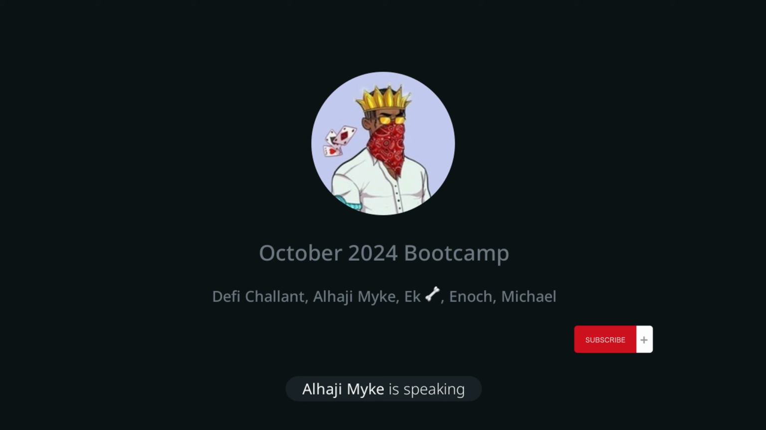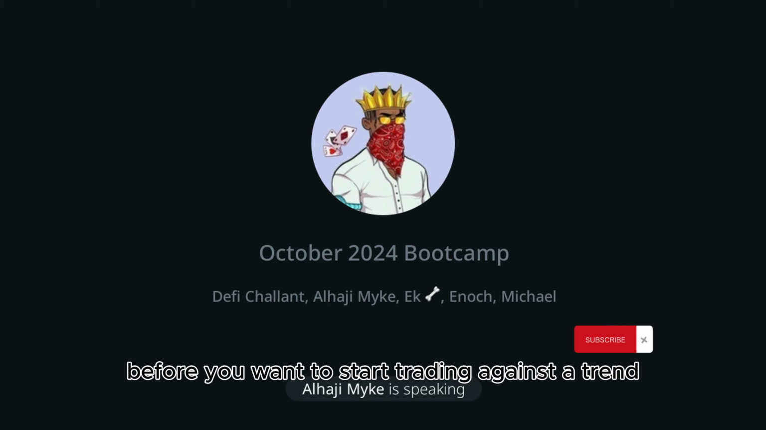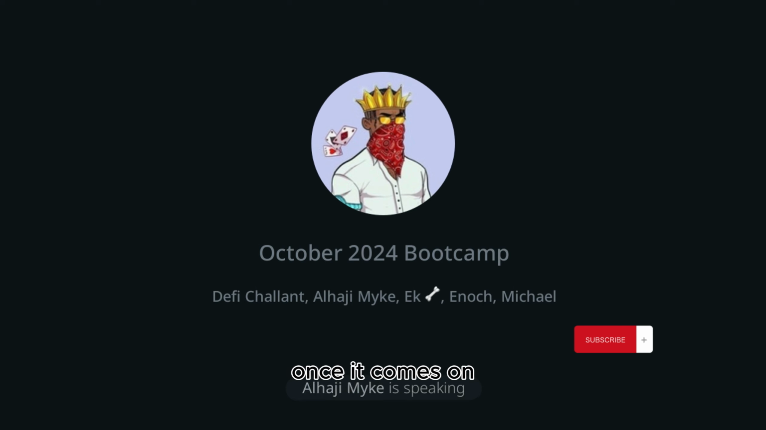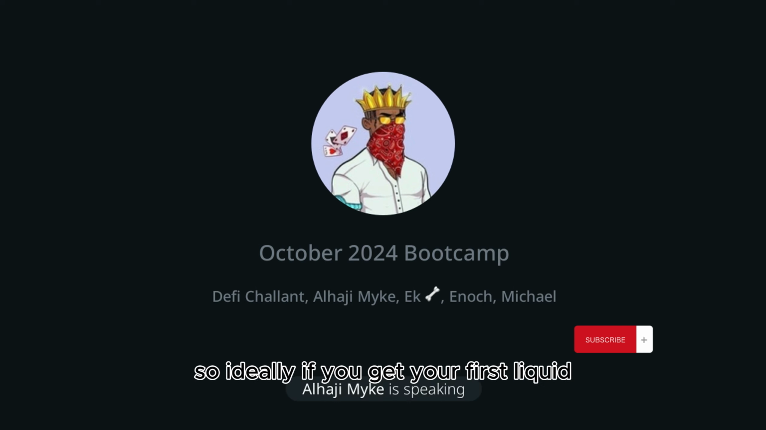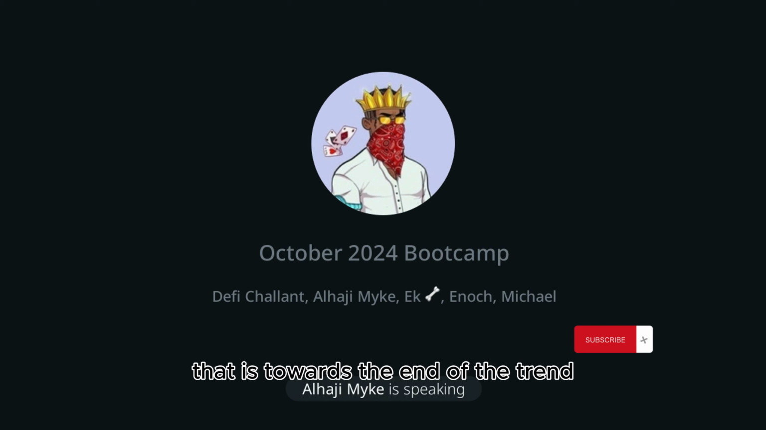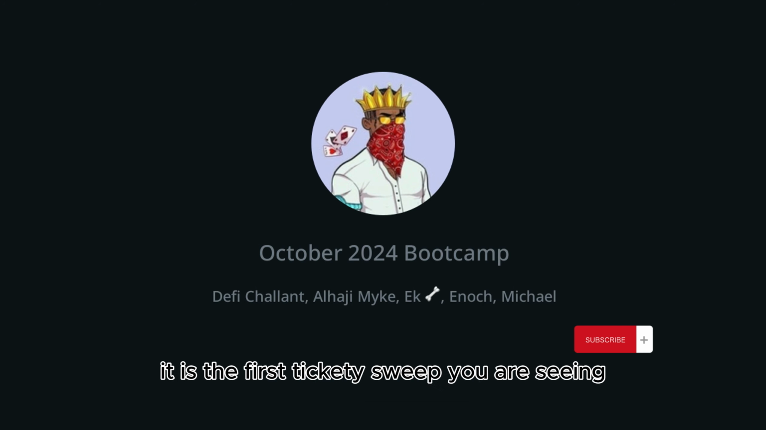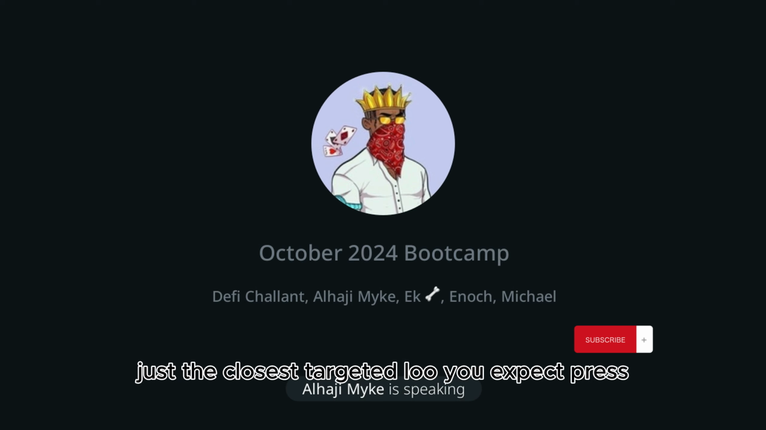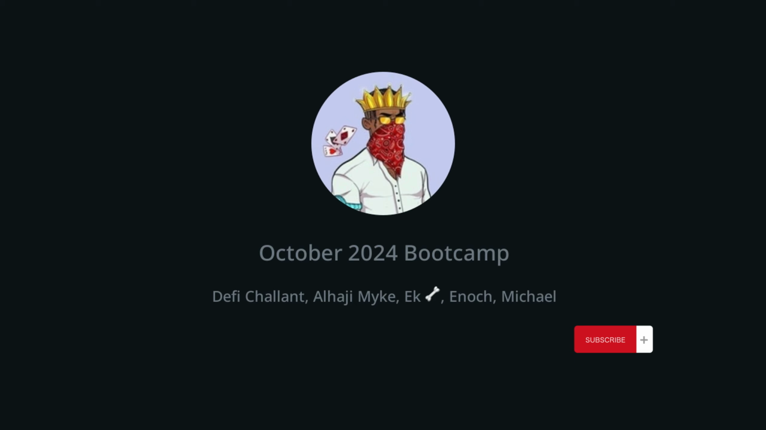There's this rule of three, whereby you expect to see three liquidity sweeps before you want to start trading against the trend. I'm going to show you examples on the chart once it comes on. Ideally, if it's the first liquidity sweep you are seeing in a long time, towards the end of the trend, you can just target the closest targeted low. You expect price to come back and take out that liquidity that was swept initially.